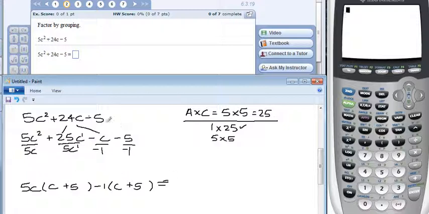Now I've turned my 3 terms to 4 terms to 2 terms, and these 2 terms have a c plus 5 in common, and what's left is the outside pieces, the 5c minus 1. Redistributing, here's my 5c squared. I've got a negative 1 and a positive 25 for a positive 24, and my negative 5. Bing, bada, boom. Done. All right.